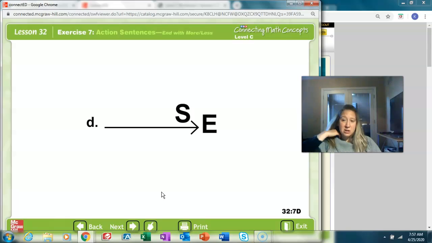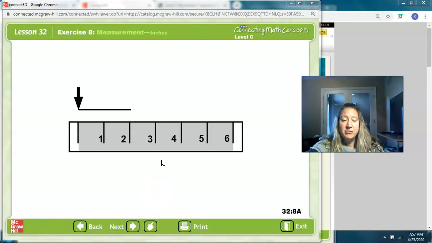Trying to think of how I can present this. If you don't have a ruler at home, that's okay. I will be showing you on the display here, but it would be nice if I could somehow get a ruler for you. We'll have to brainstorm that.